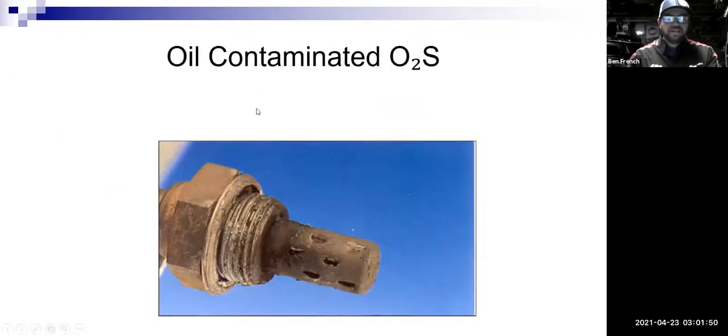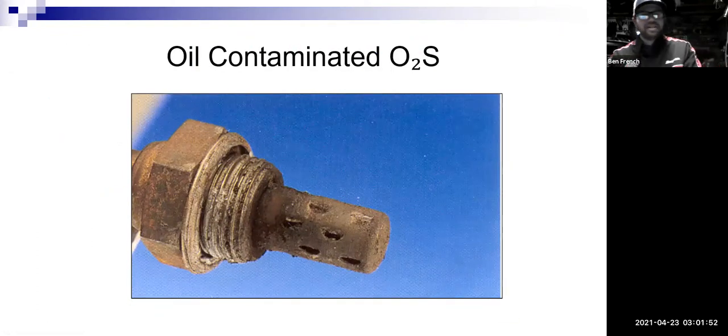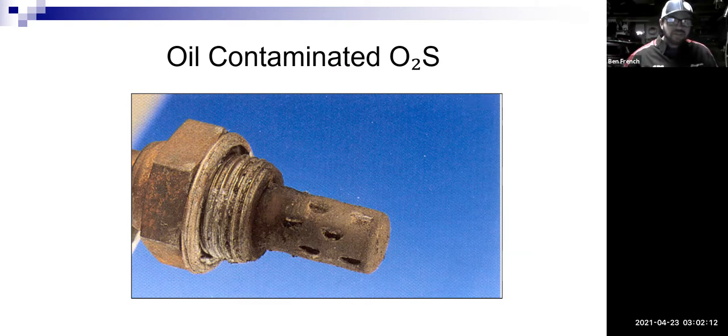So moving right along, look at all these contaminations we have. We have an oil contaminated O2 sensor. That means if your engine's burning a lot of oil, what's it going to do eventually? It's going to kill your oxygen sensors. It can also kill your catalytic converter. What will typically kill an oxygen sensor will also kill a catalytic converter. Now, let's look at some more of these killers.